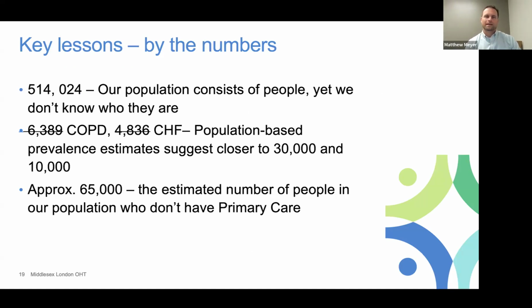But we did that intentionally because right from the beginning, we wanted everyone to understand that if we're going to drive population health management, we need to acknowledge that those 514,024 people are people. And we need to start to get to the point where we're not just creating aggregate reports. We're starting to understand who they are at an individual level, what they need, and then designing the system to proactively connect with them.